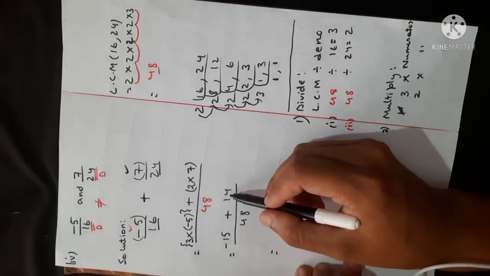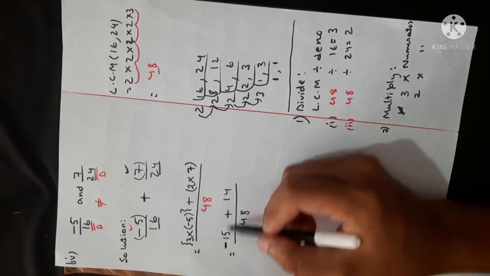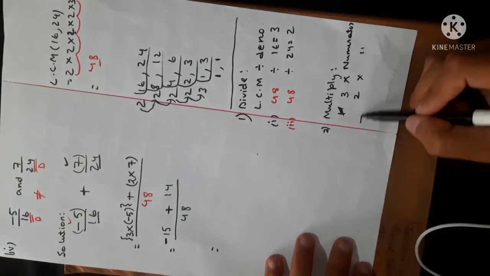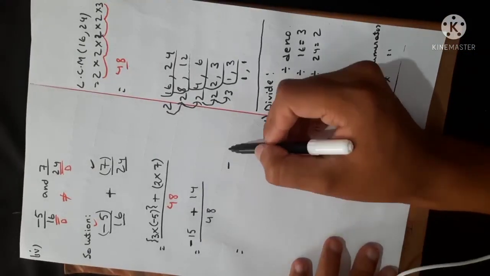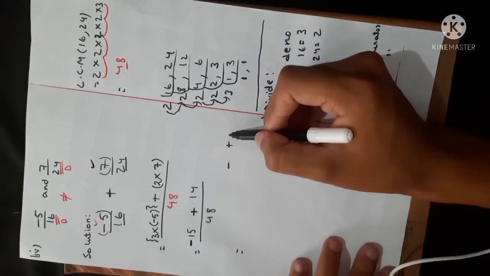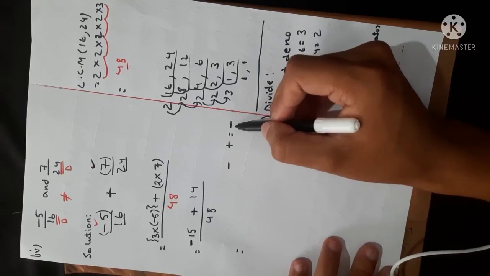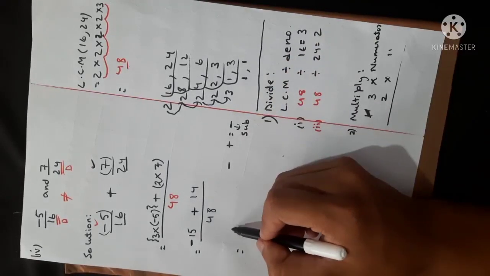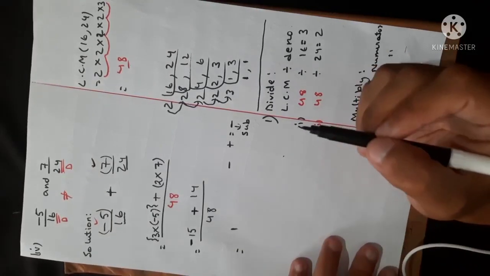Minus 15 and plus 14. So here is minus and this is plus. What should we do? We should subtract. 15 minus 14 equal 1.